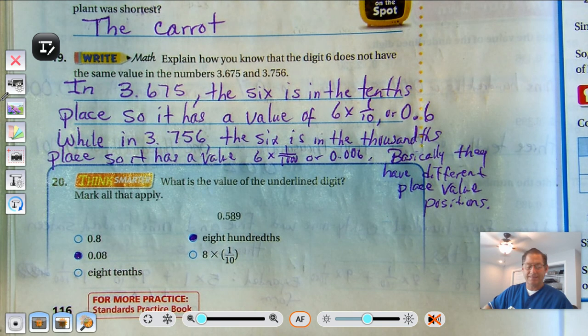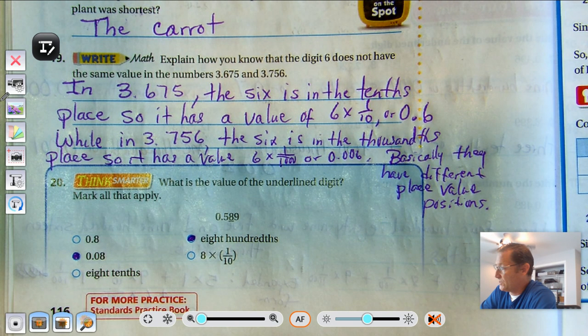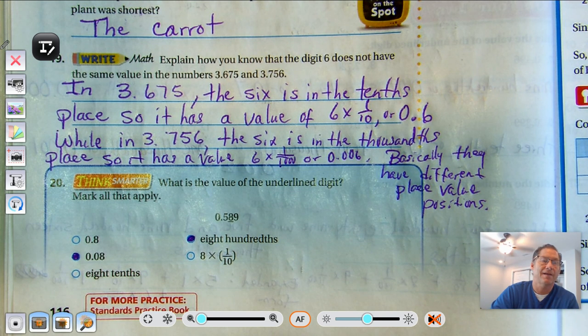All right, so that's it for lesson 3.2. In our next lesson, we're going to be comparing and ordering decimals. So until then, I will see you soon.